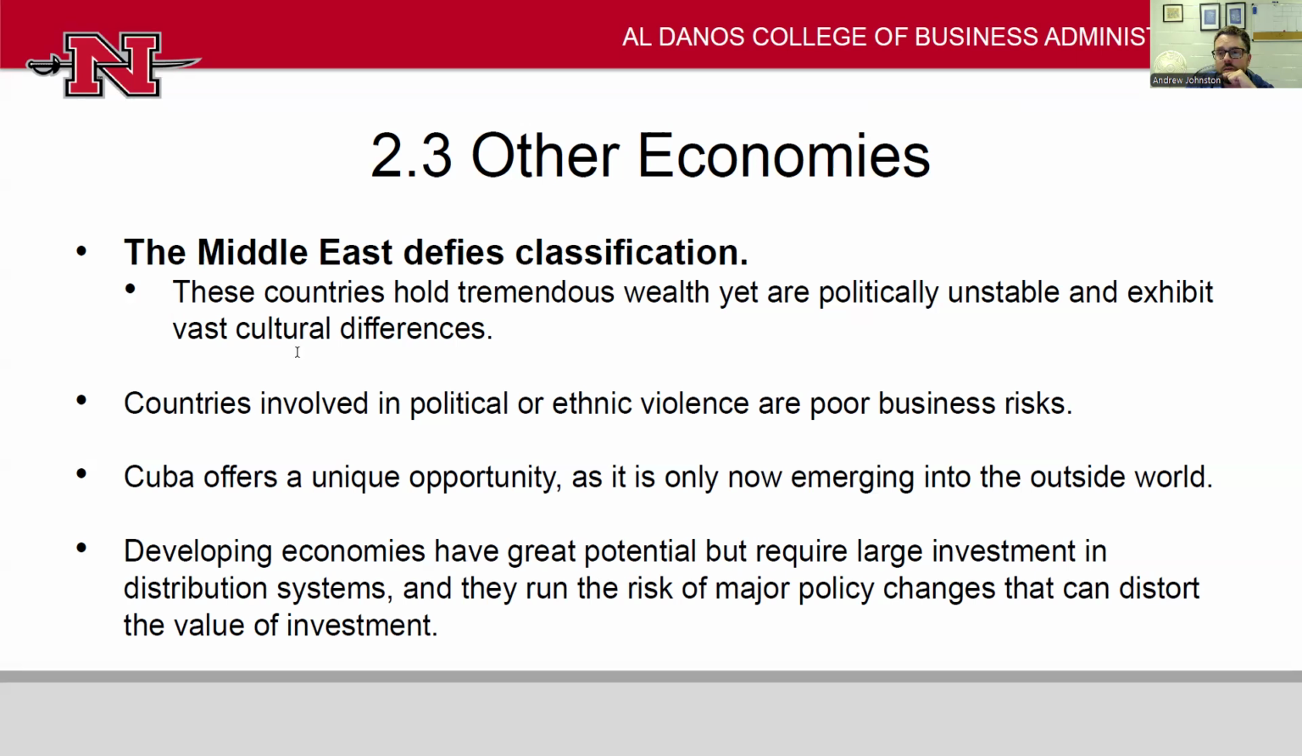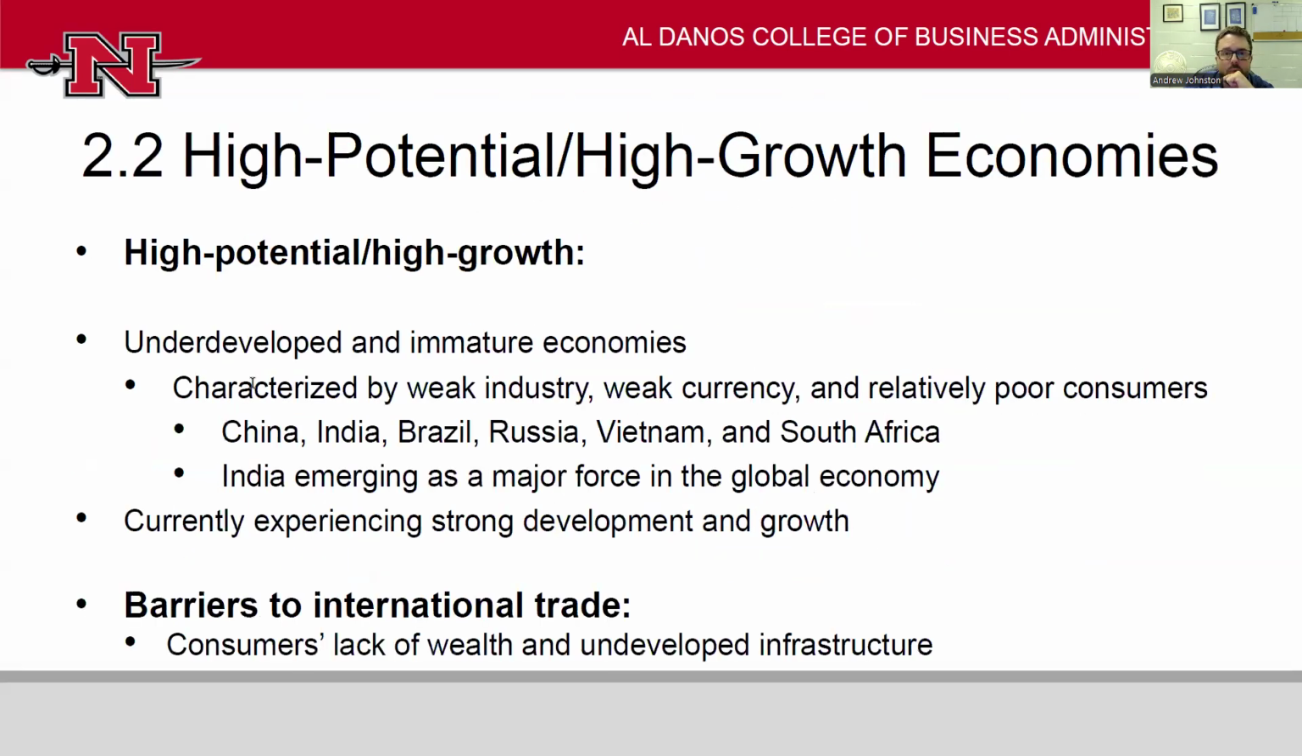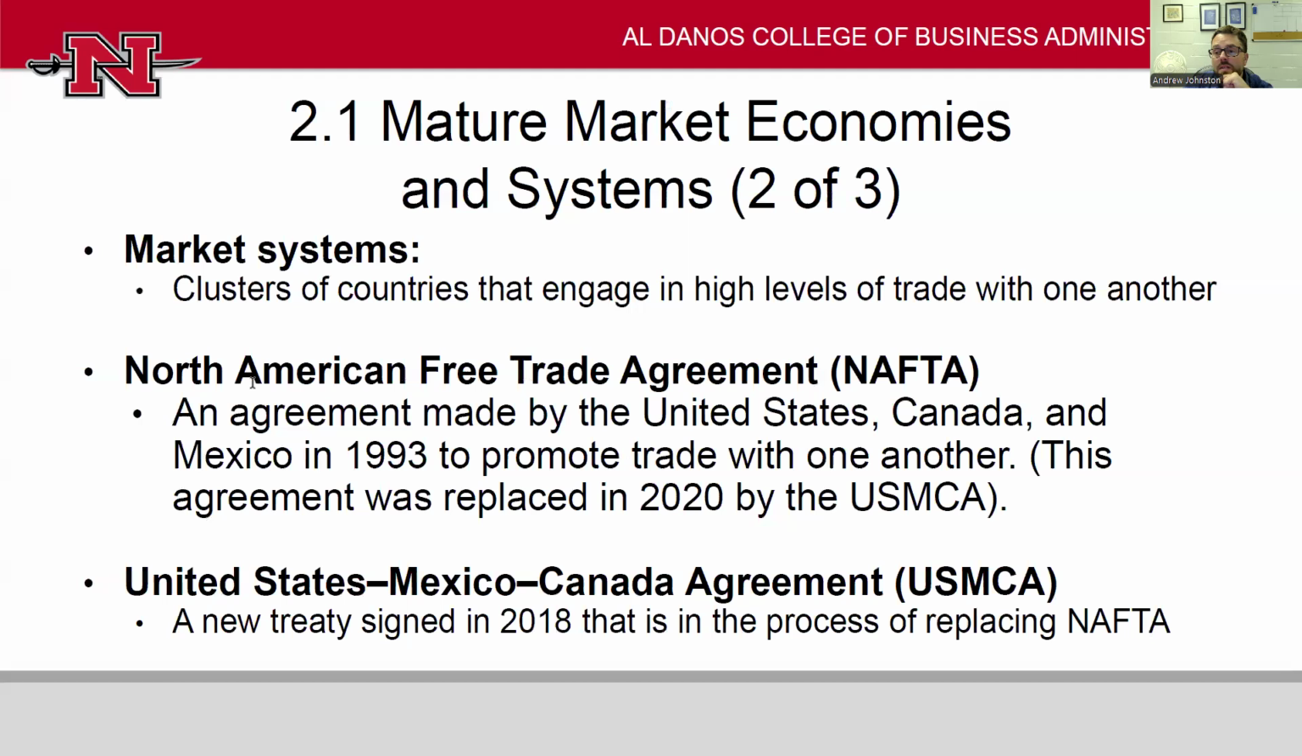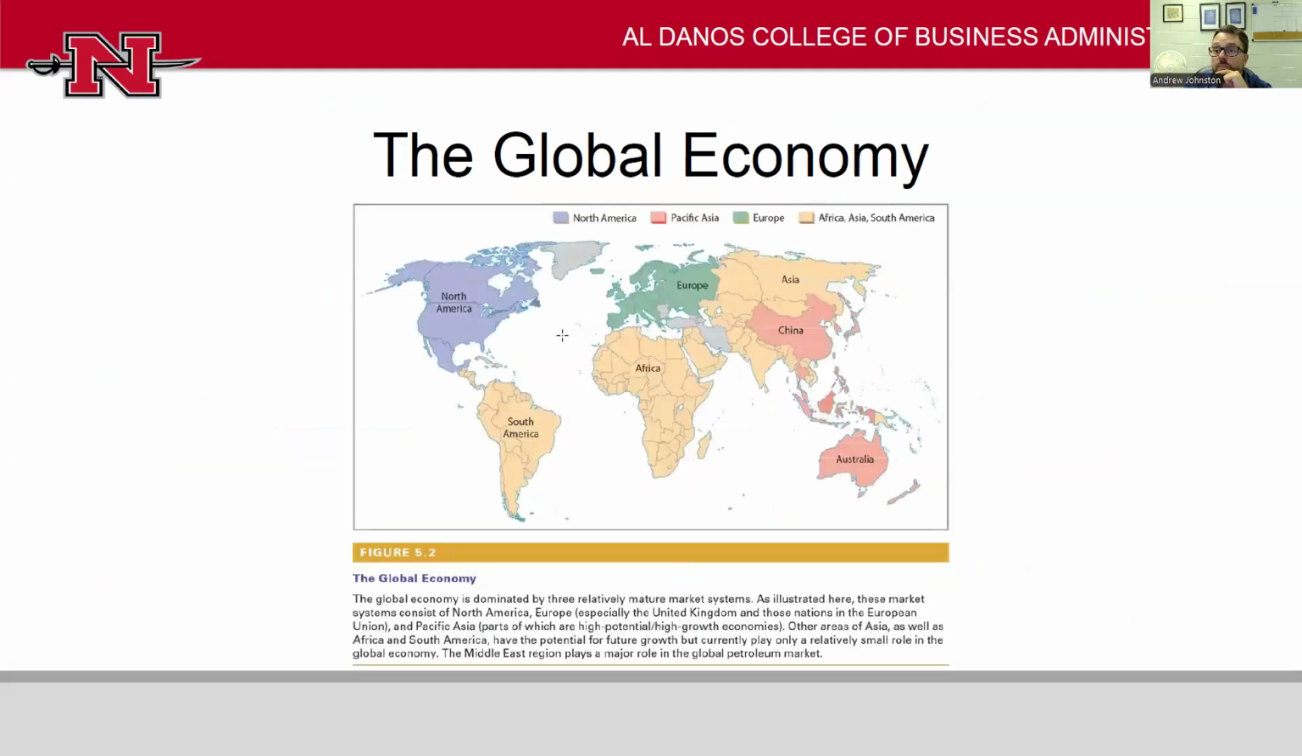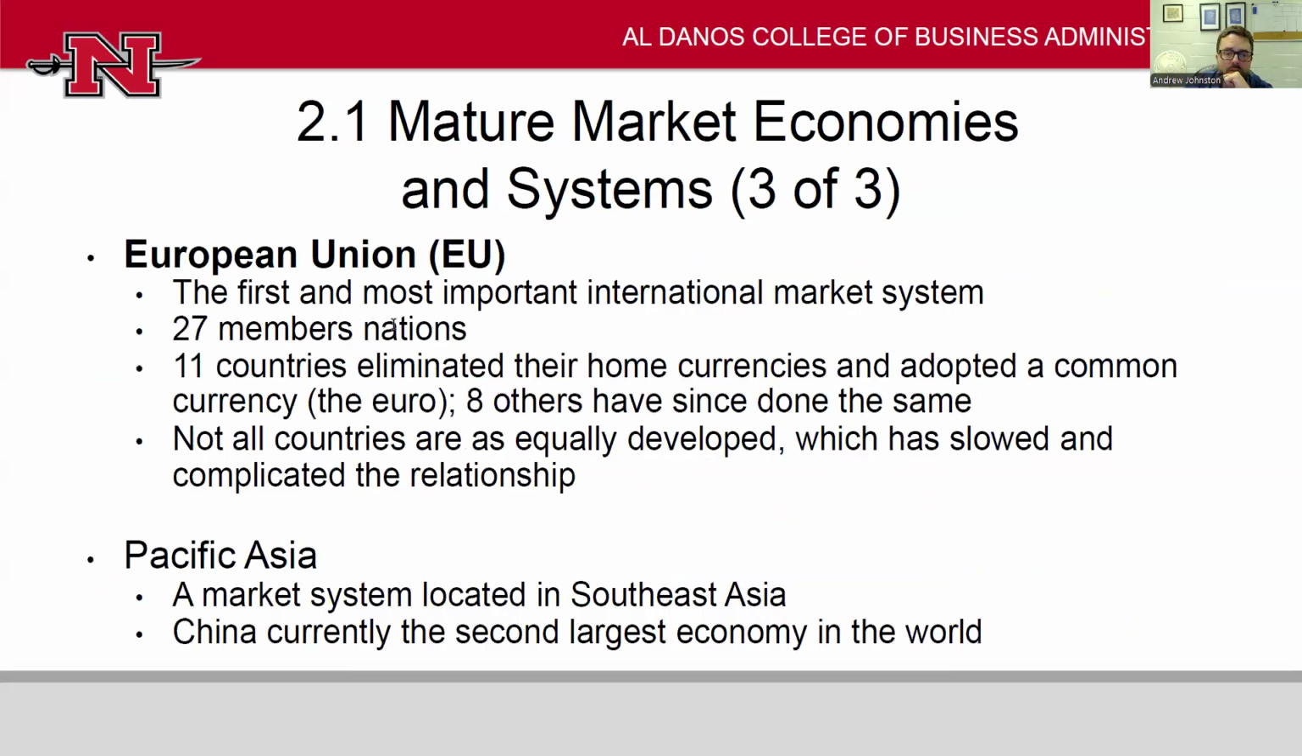Cuba, another interesting one, remains somewhat shut off, but it's very close to the USA. And if those barriers were to come down, and the communist government was to be put in the past, there would be some real opportunities for trade, obviously, with the USA. So a number of different growth and potential growth areas, as well as mature economies, are to be considered in this international map when looking at business opportunities globally.